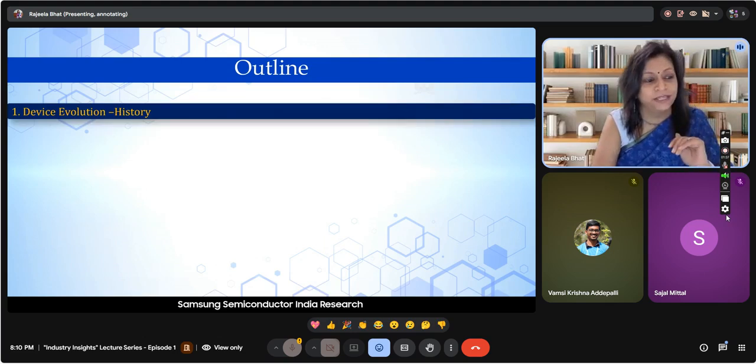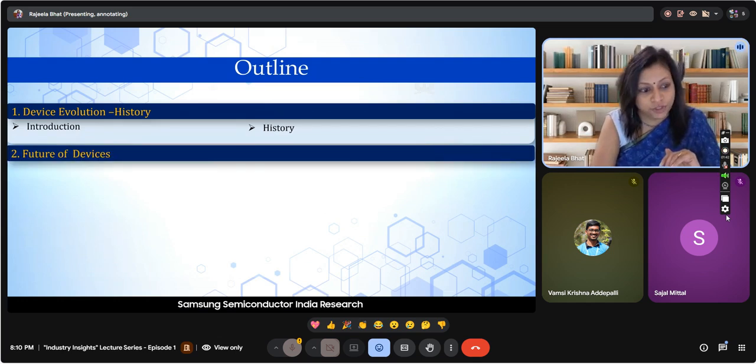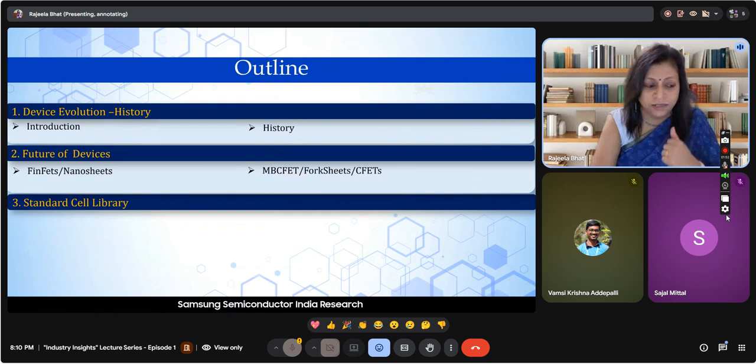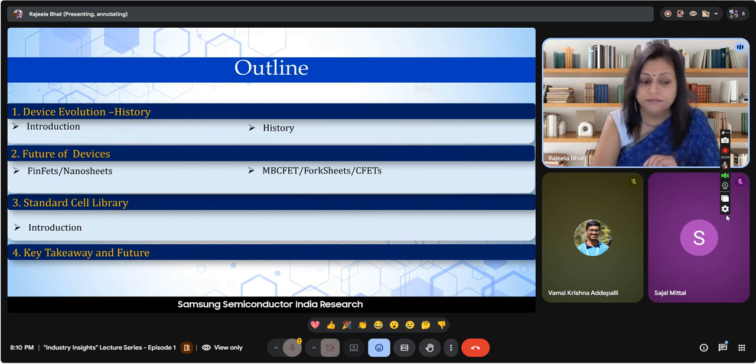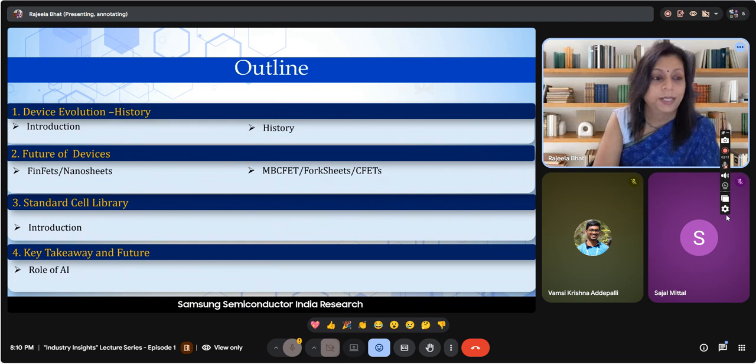Today's outline would be device evolution, its history, introduction, and future devices. So we'll go through FinFETs, nanosheets, CFETs, fork sheets, and so on. I'll briefly talk about the standard cell library, the domain that I work in, and give a very brief introduction of the work we are doing. And then we'll see what is there in the future, the role of AI, and then we'll close the session.